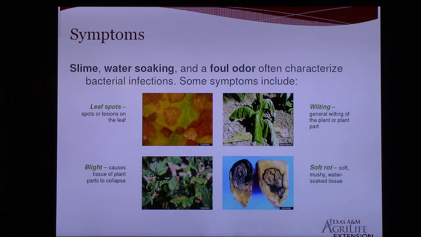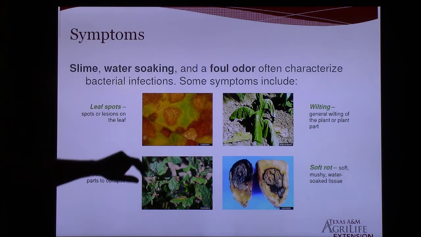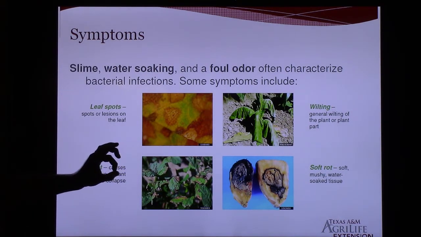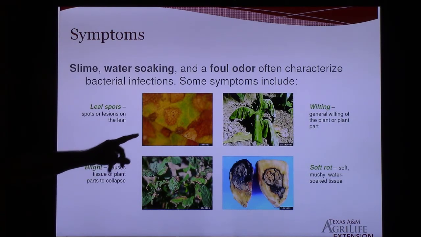Water soaking, you're going to have like a depressed area that looks like a water-soaked area, or you might even have a foul odor. With fungi, you might have an odor. Generally, it's going to be a sweet odor, whereas with bacteria, it's going to be more of a foul odor. So leaf spots. If you look at the leaves, whereas with fungal we have those round spots, these are going to be more angular. They're not going to be round or circular. They're going to be more angular.